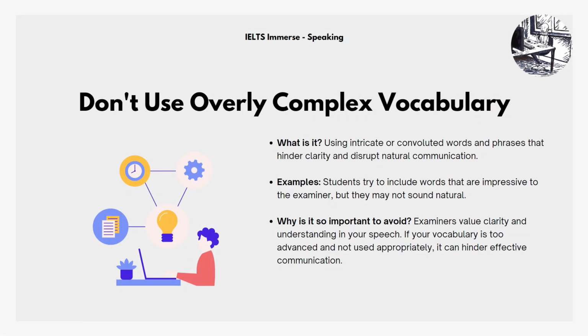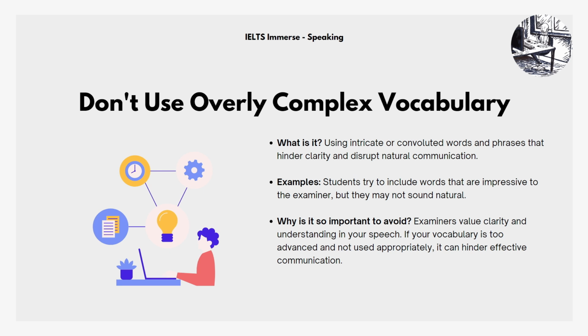Our next common error is using overly complex vocabulary. It's great to use advanced vocabulary, but some students find themselves using vocabulary they don't know so well, and they're using it incorrectly. Using intricate and convoluted words, which is advanced vocabulary for basically difficult vocabulary, can stop the clarity, impede your answer, and disrupt natural communication.